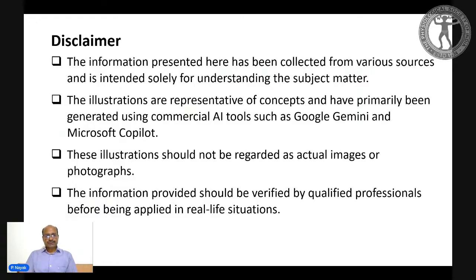Before I start, I'd like to give this disclaimer that the information presented here has been collected from various sources and is intended solely for understanding the subject matter. The illustrations are representative of concepts and have primarily been generated using commercial AI tools such as Google Gemini and Microsoft Copilot. These illustrations should not be regarded as actual images or photographs. The information provided should be verified by qualified professionals before being applied in real life situations.